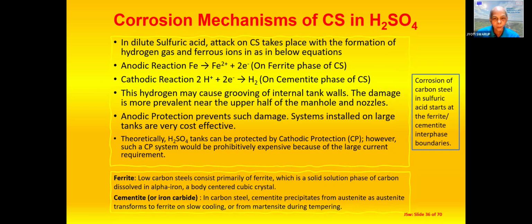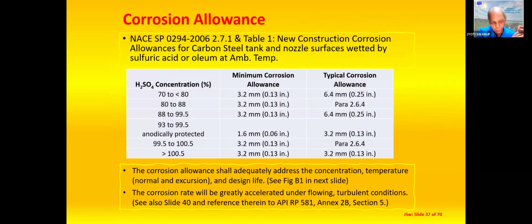Now, corrosion allowance is again because we know the tank is going to corrode. The corrosion allowance values definitely are much higher than a typical tank that we normally use API 650 or IS 803. And new construction corrosion allowances for carbon steel tank and nozzle surfaces wetted by sulfuric acid, oleum at ambient temperature are given in this code.